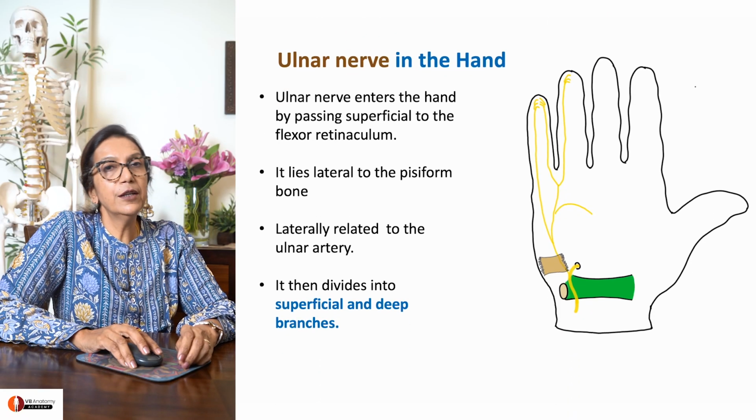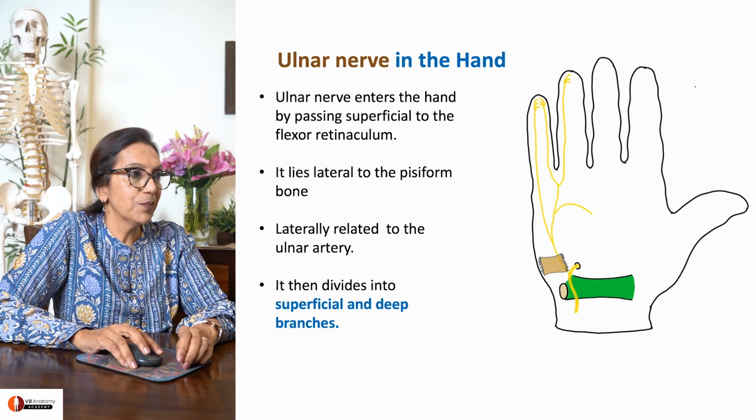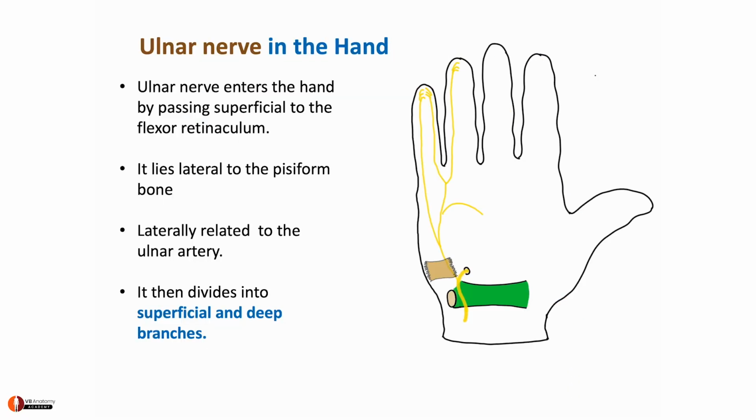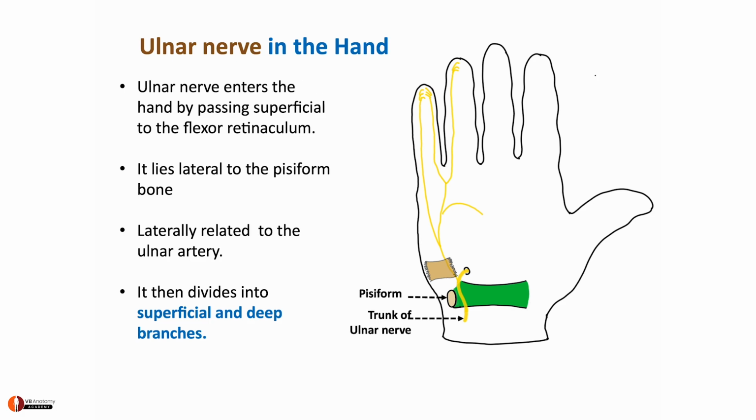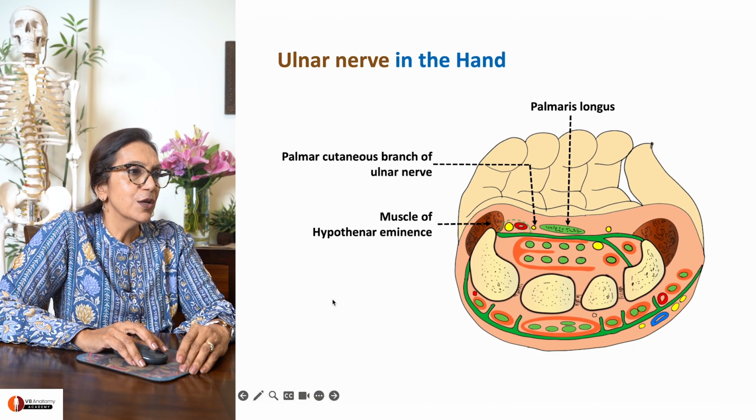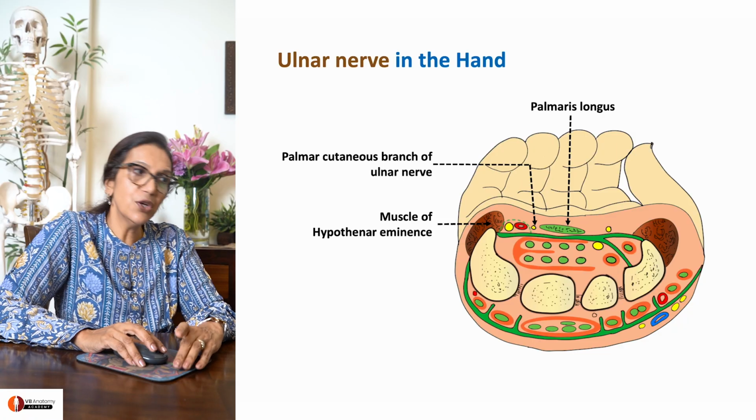Right. So, the ulnar nerve now reaches the hand. It passes into the hand superficial to the flexor retinaculum. See, that's the trunk of the nerve, and it is passing lateral to the pisiform, superficial to the flexor retinaculum. Okay, dividing into deep and superficial branches. Throughout, laterally, it has a relation to the ulnar artery. So we now have a superficial branch and a deep branch.